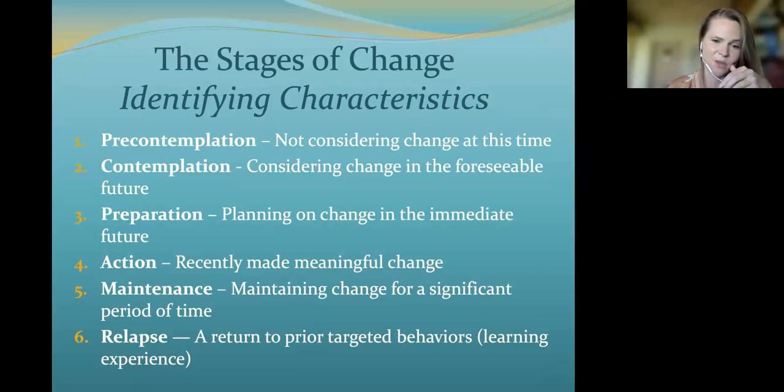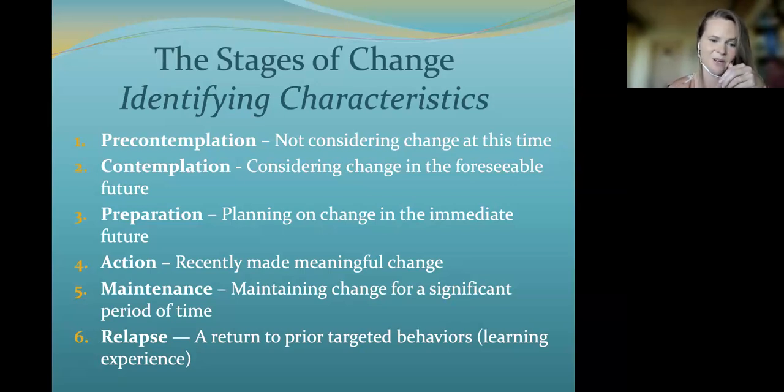In preparation, number 3, they're planning on change in the immediate future. So that means they've chosen the side of the fence and they're trying to figure out how to get further along. In action, they've recently made meaningful change. So that's about really putting the plan into action. And then number 5, maintenance, that's where those action steps have become sustained in a stable way in the person's life. So it's starting to become the regular behavior rather than a new behavior.